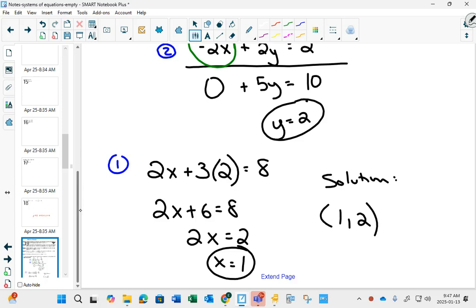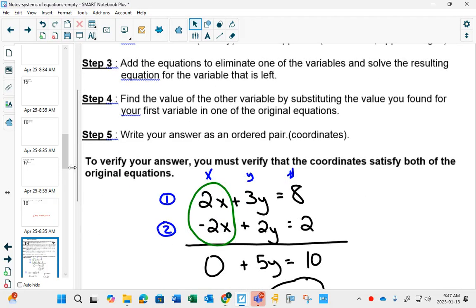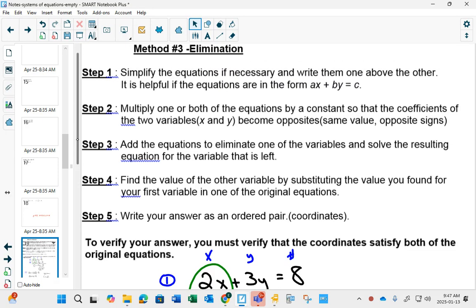So now that we've seen an example, let's go back and look at what the steps say. Step 1. Simplify the equations if necessary and write them one above the other. It is helpful if the equations are in this form, something times x plus something times y equals c. And the equation I gave you, that part was easy because it was already given in that form. I already had them lined up, okay?